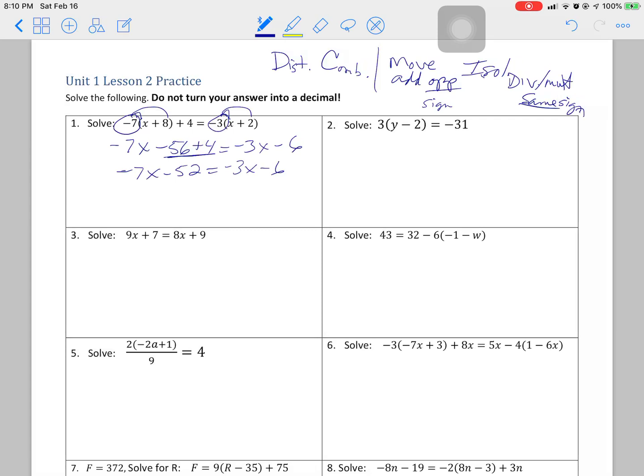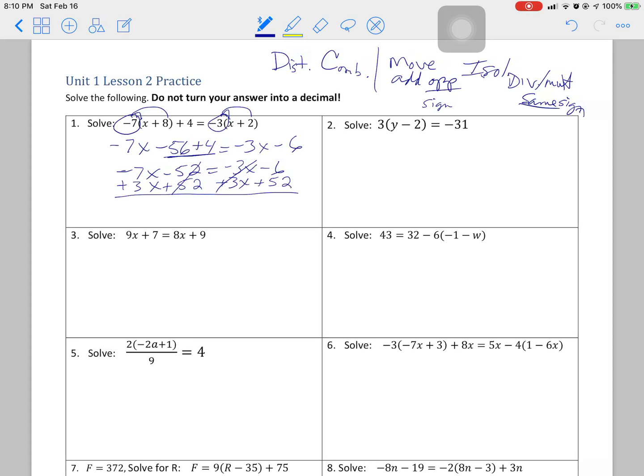Okay, so distribution done, combining done, ready to move things. So I'm going to move my negative 3x to the other side by adding a positive 3x. Whatever I do to one side, I need to do to the other side. That's going to get rid of that one. So now I want to move my 52. The opposite of negative 52 is a positive 52. Makes that go away. Whatever I do to one side, I do to the other side.